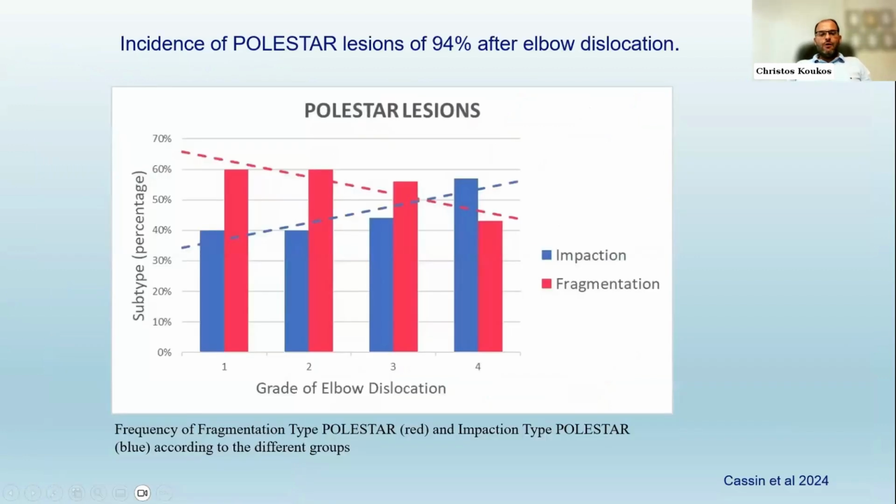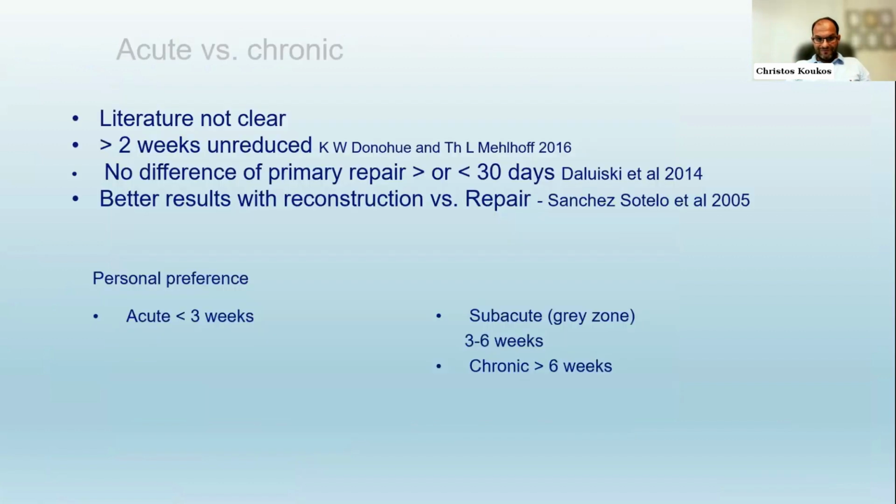So what he found out is that in grade 1 and 2 elbow dislocations, the fragmentation type prevailed in comparison to grade 3 and 4, where the impaction type increased more and more.